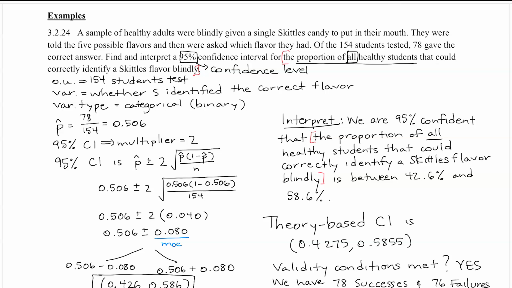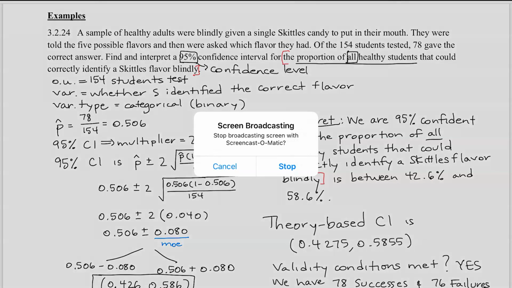And we could do a quick calculation to figure out how many failures. Let's see, would that be 76? I believe so. So it's better to identify how many successes and failures you have rather than just saying, yes, we have at least 10 of each. It's better to say how many you have of each so we know that you understand what it is you're finding.